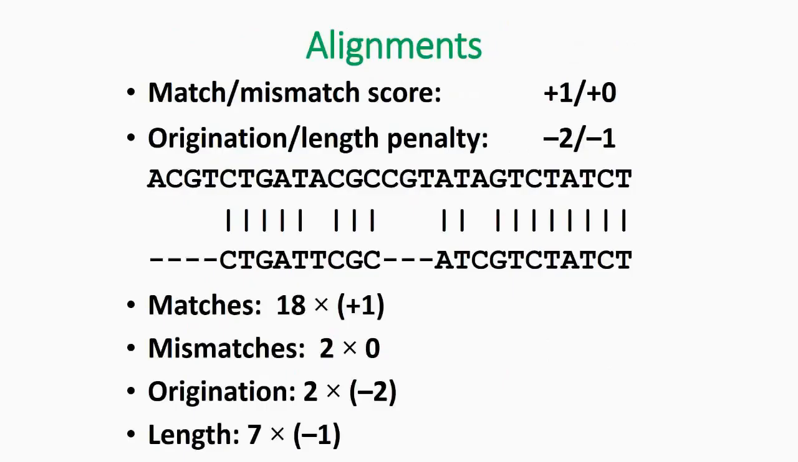According to the present example of alignment, the matched sequences score equals +1, while the mismatch sequences score equals 0. In addition, the origination sequences equal -2, while the length penalty score equals -1, and the results will be according to presented formulas.